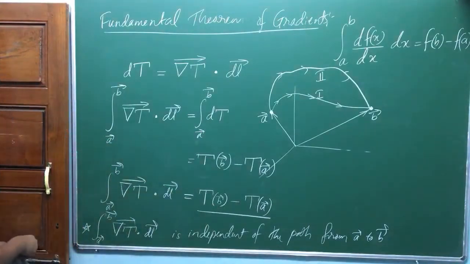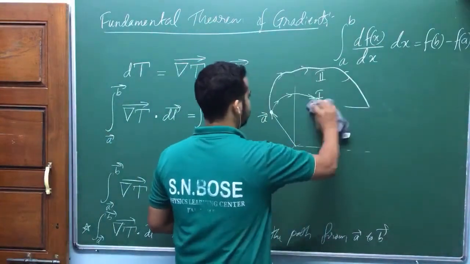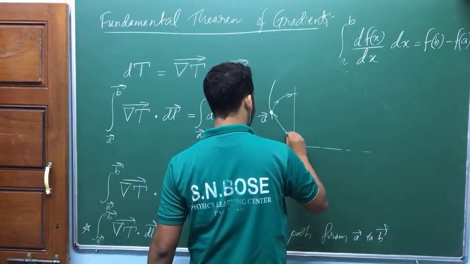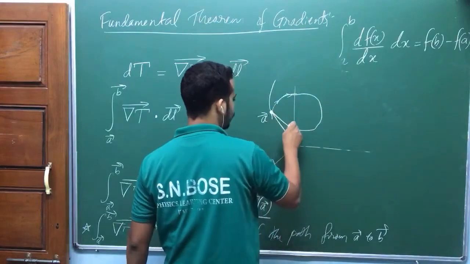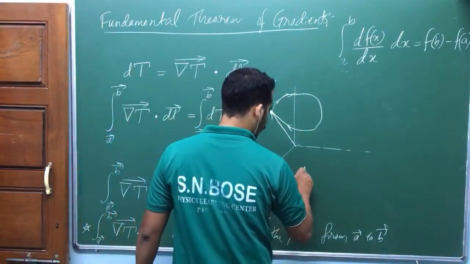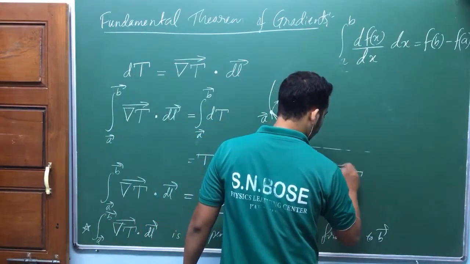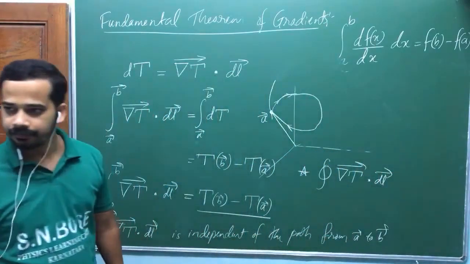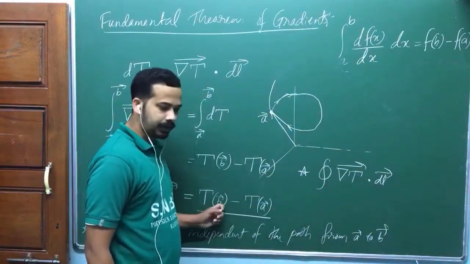Now look at here, what I do is, the next step, I will make B equal to A. That means I will start from here, I will go somewhere, and I will end here. Closed path, okay? So that means the closed line integral of the gradient of a scalar field dot dl is equal to T at B minus T at A. If A equals B, this will be 0, am I right?